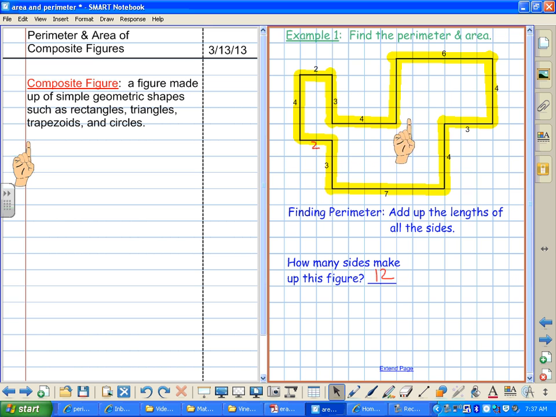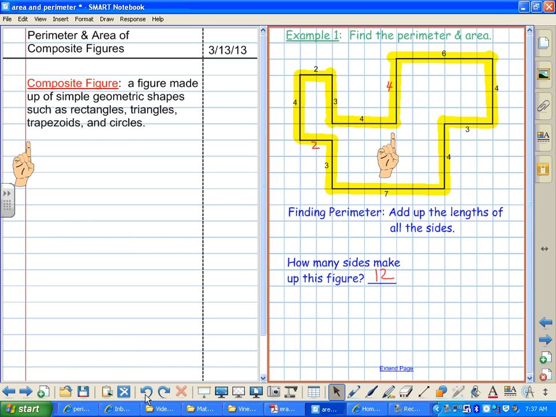Next, same deal over here. This length here is actually part of this rectangle, and it should be the same as this length here because they are parallel lines. So that length here is obviously a 4, so I'm just going to write a little 4 there.